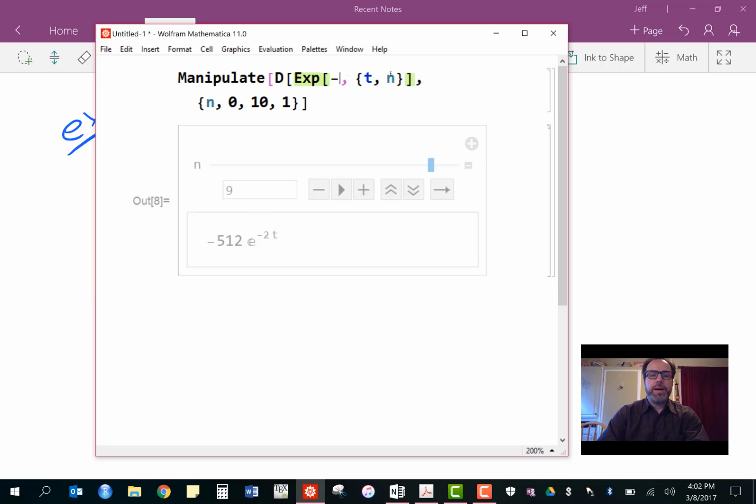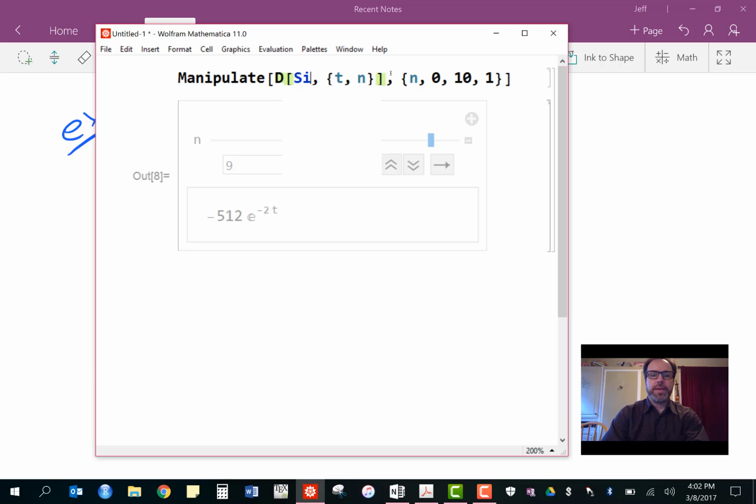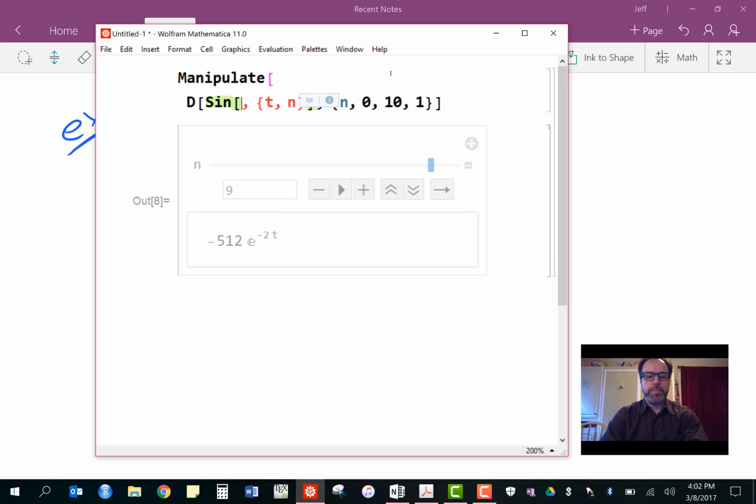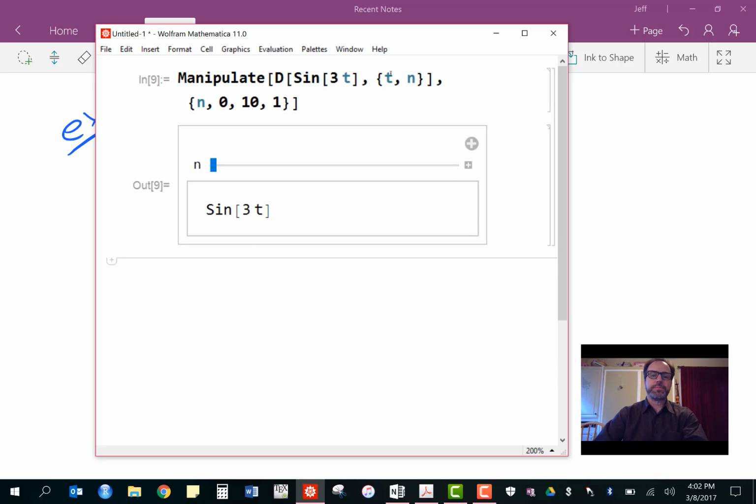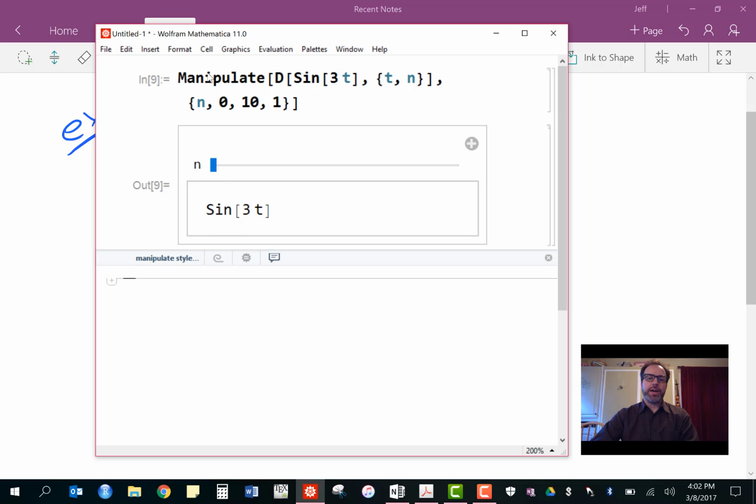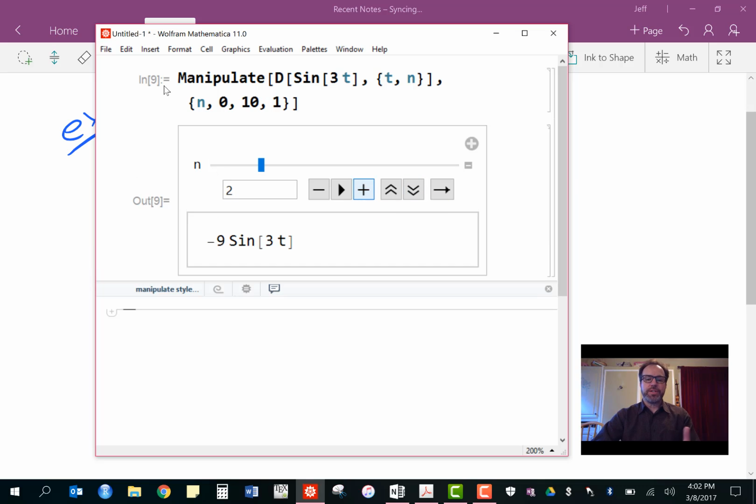Same thing would happen if I made it something like a sine of maybe 3t, and I started looking at all of the derivatives of that. You see that it's going to alternate between sine and cosine, and there's coefficients coming out, but that's something that undetermined coefficients totally takes care of.